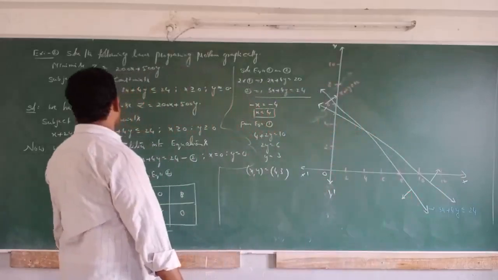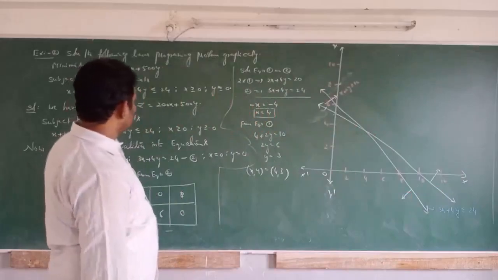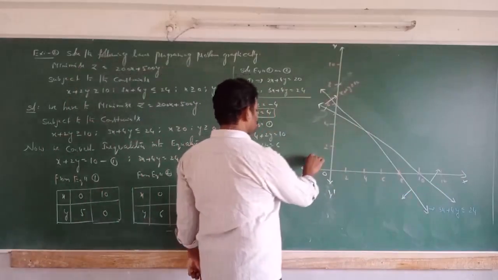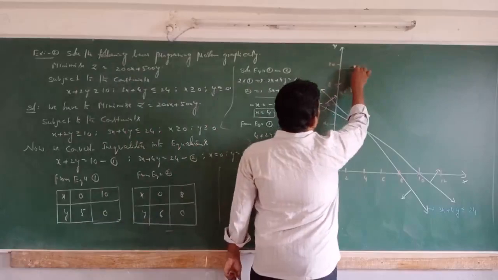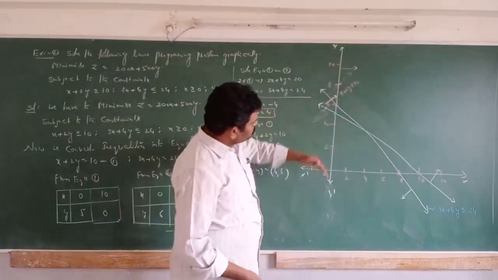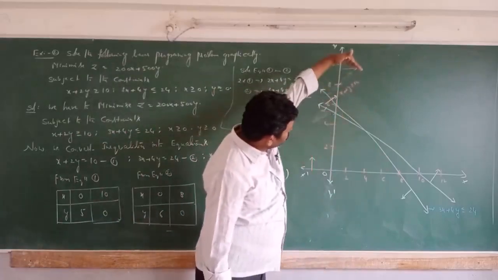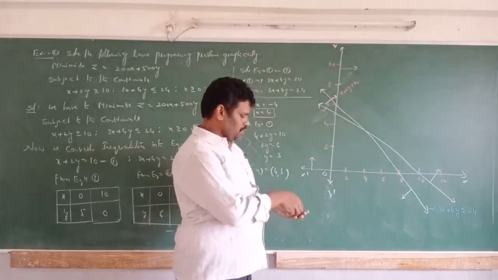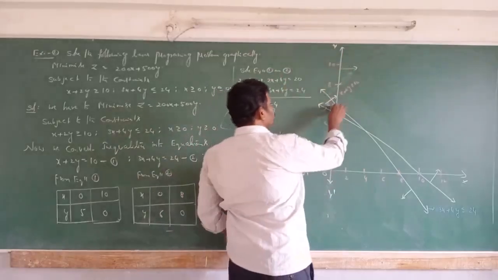Next, x is greater than or equal to 0, y is greater than or equal to 0, so this side. Now see the common portion: this portion on this side, this one on this side. And this portion I think is the common region.